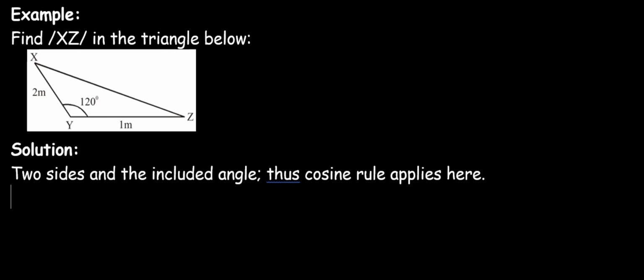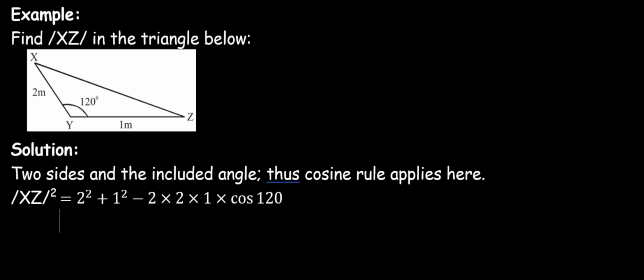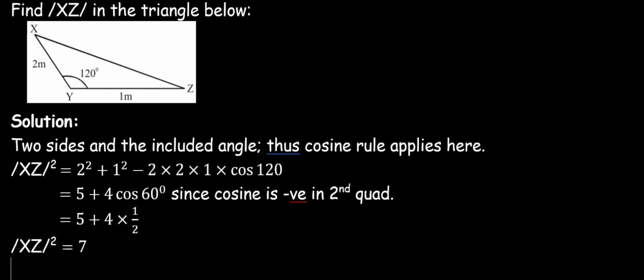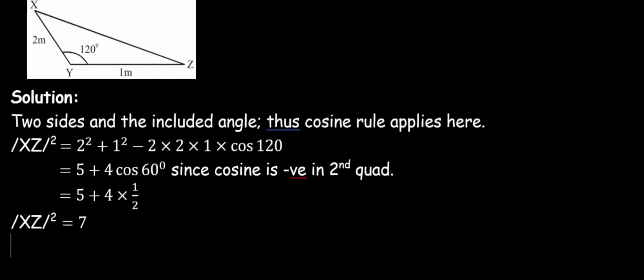Length xz square will be equal to 2 square plus 1 square minus 2 times 2 times 1 times cos 120, which is equal to 5 plus 4 cos 60. Since cosine is negative in the second quadrant, the result is 5 plus 4 times half, which is equal to 7. Thus, xz square will be equal to 7, and xz will be equal to root 7.